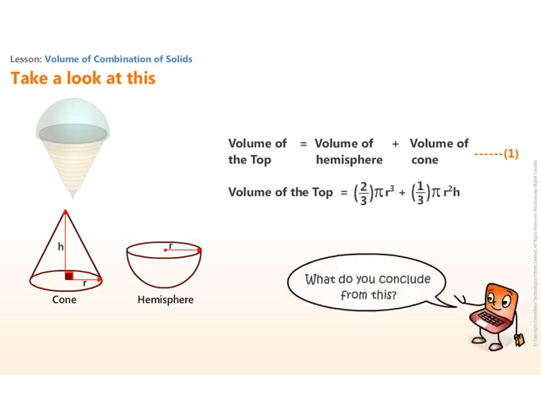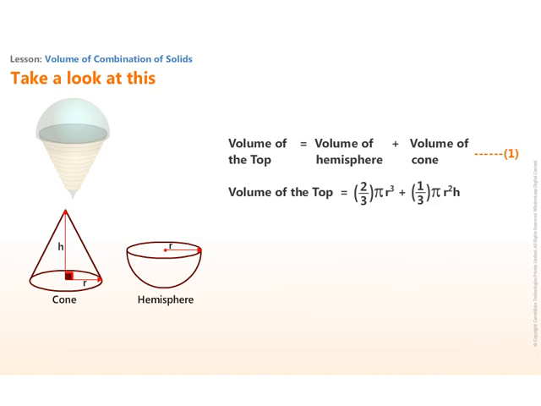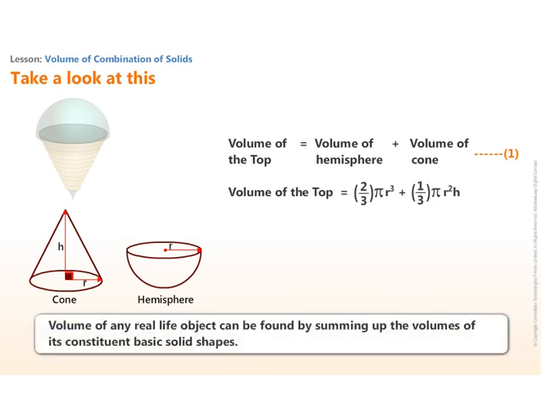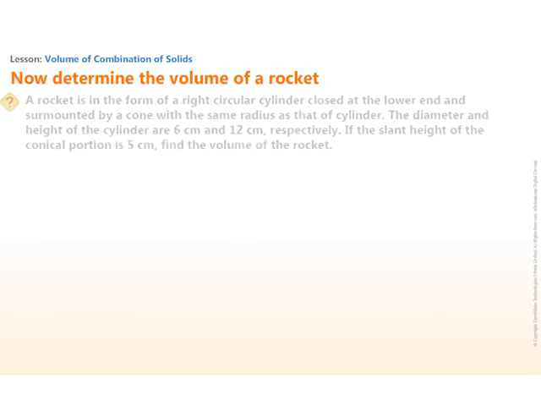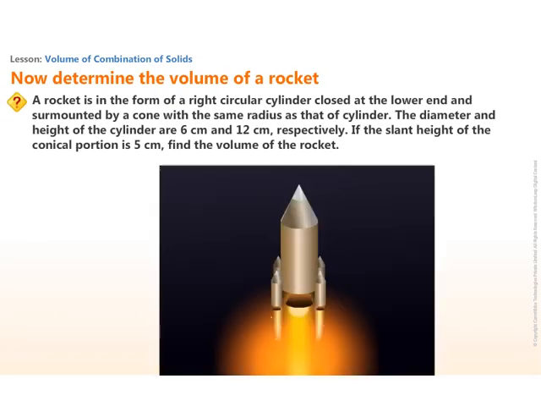What do you conclude from this? From this, we can conclude that volume of any real-life object can be found by summing up the volumes of its constituent basic solid shapes. Now, let us use this concept of combination of volumes to determine the volume of a rocket.